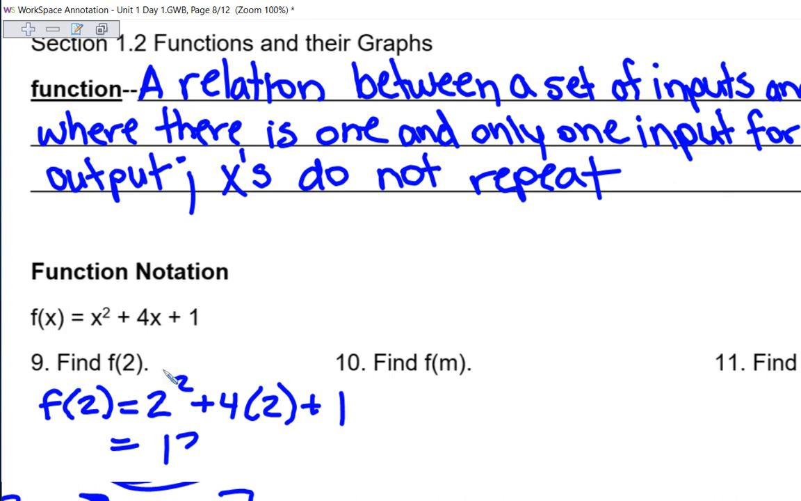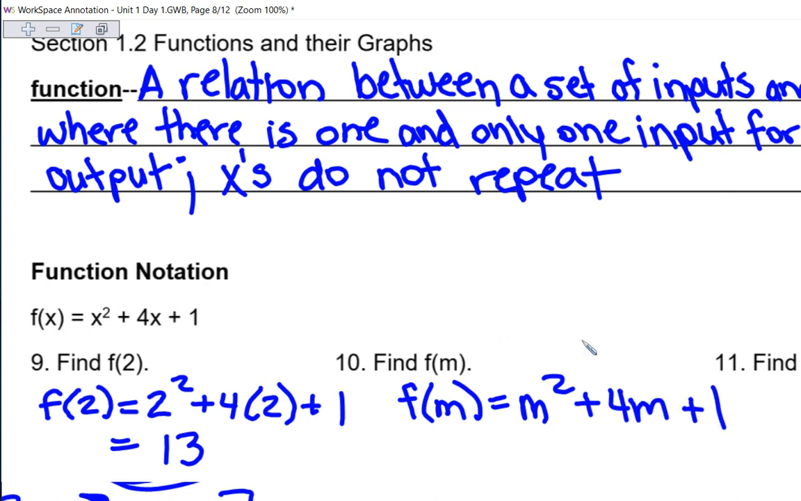Next one, number 10, we need to find f of m. Well, that is normally f of x. So instead of the x, I substitute in what for x? m. So for f of m, wherever you see x, replace it with m. So this would be m squared plus 4m plus 1. Can I simplify that at all? No. That's it.